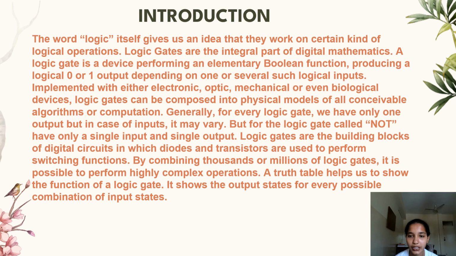Generally, for every logic gate we have only one output, but the number of inputs may vary. But the logic gate called NOT has only a single input and single output. Logic gates are building blocks of digital circuits in which diodes and transistors are used to perform switching functions. By combining thousands or millions of logic gates, it is possible to perform highly complex operations. A truth table helps us to show the function of a logic gate. It shows the output states for every possible combination of input states.